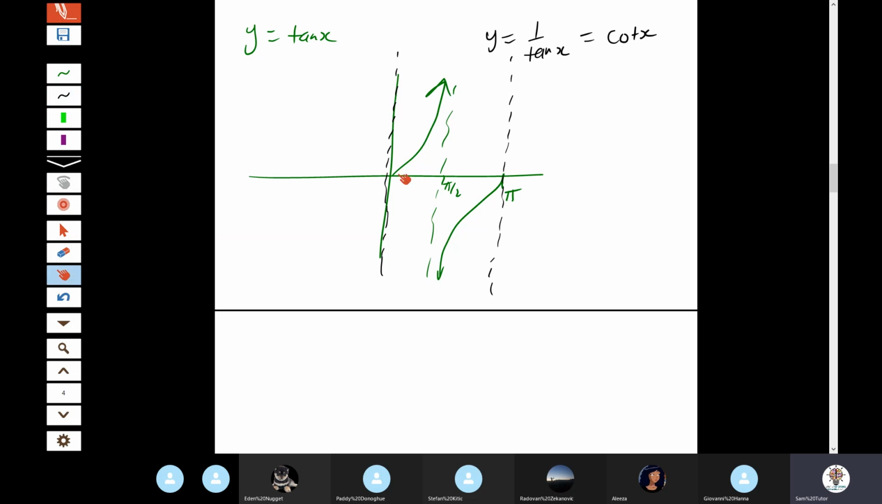What's 1 over a small number? Big number, so we know we're going to start up here. What's 1 over a little bit bigger? A little bit smaller. A little bit bigger, a little bit smaller. A little bit bigger, a little bit smaller. What's 1 over infinity?